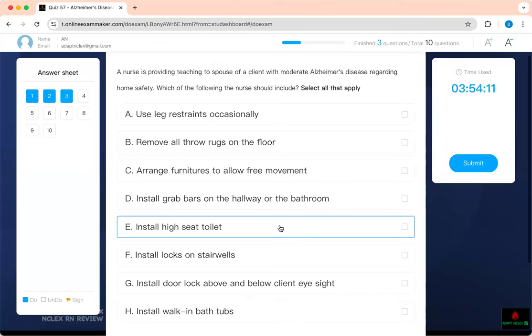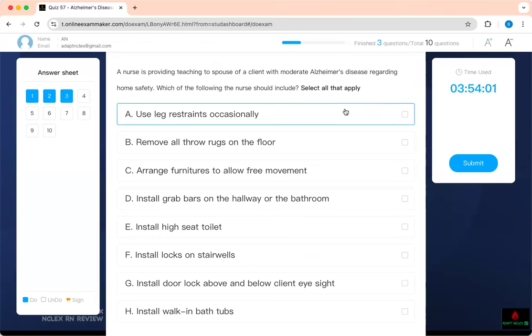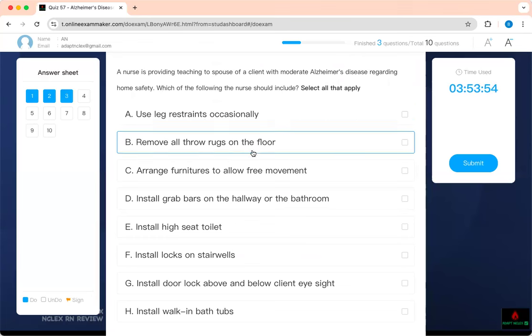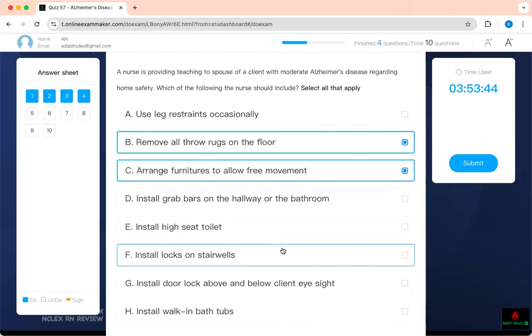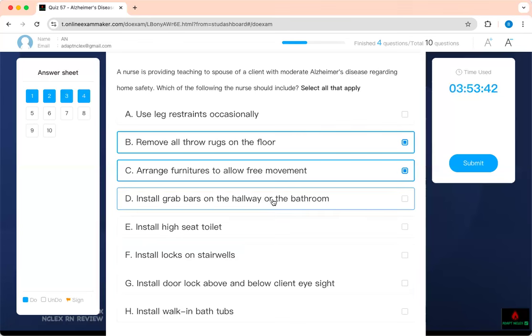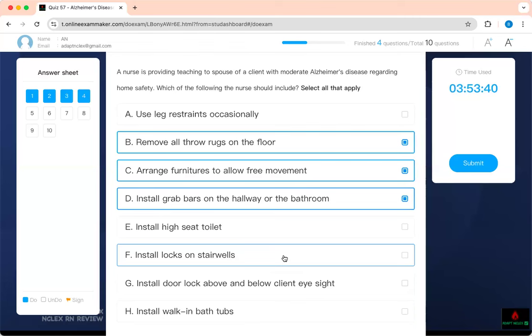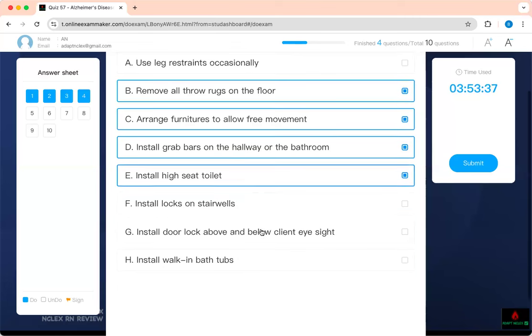The nurse is providing teaching to the spouse of a client with moderate Alzheimer's disease regarding home safety. Which of the following should the nurse include? Home safety. They're going to wander, they're going to fall, they're going to have problems, issues, right? Use leg restraint occasionally. Don't restrain them. Remove all throw rugs on the floor. Excellent. Arrange furniture so that they can move freely. Rubber mats are always good in the hallway and in the bathroom. High toilet seat so that they don't have to go down all the way and fall down.